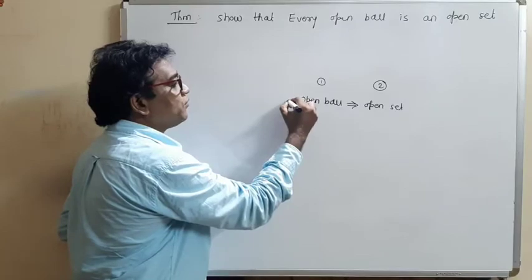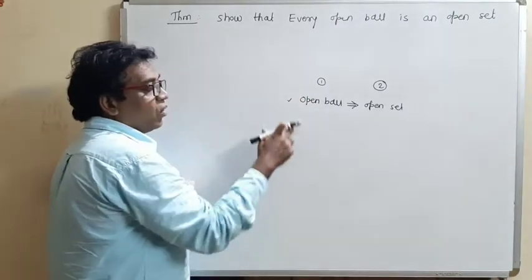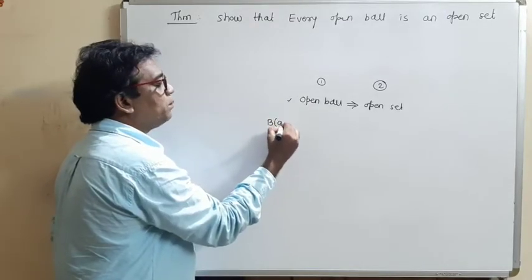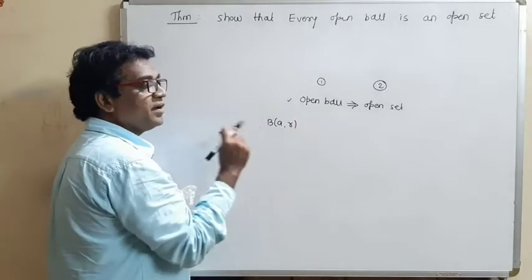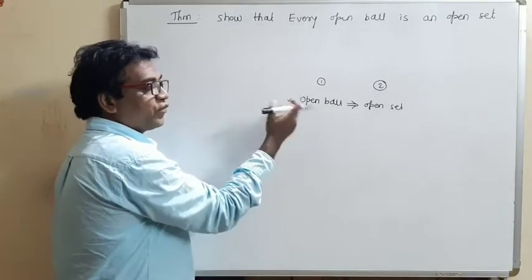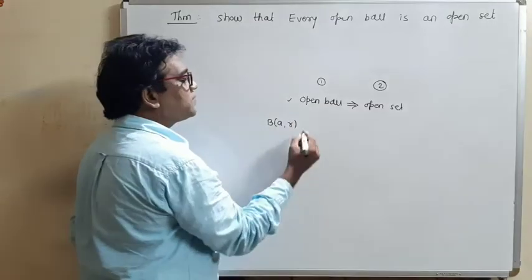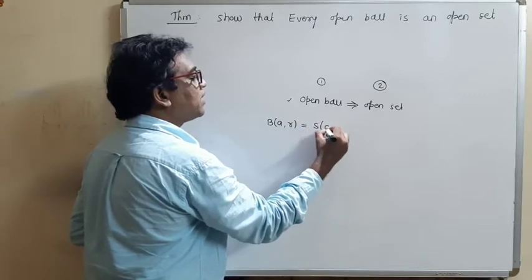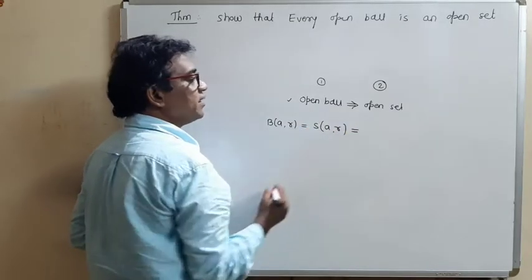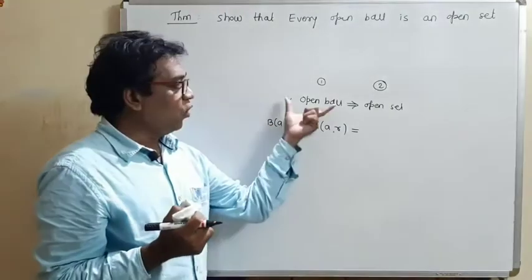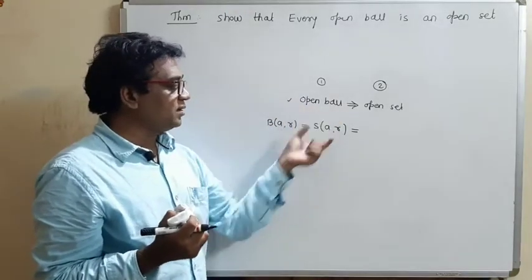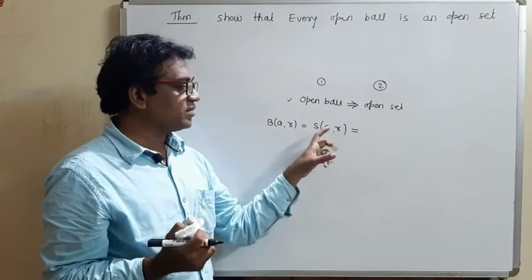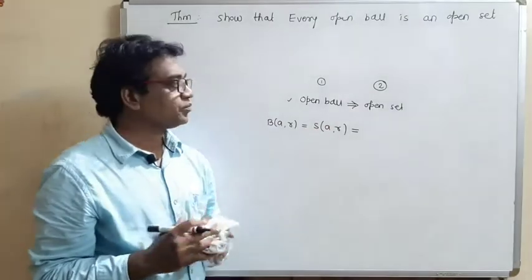Now see, what is the definition of open ball? Open ball or open sphere is denoted by the notation B with center at A and radius R. This is the notation for open ball. Or open sphere, this is the alternative form: the open sphere is denoted by the notation S with center at A and radius R. These are the same form. Open ball or open sphere is either denoted by the notation B(A, R) or by the notation S with center at A and radius R.